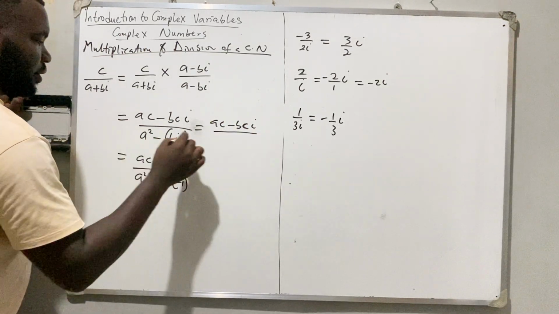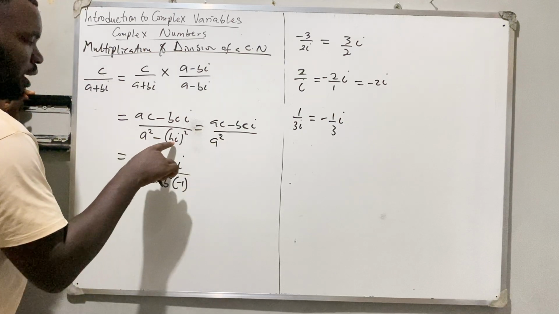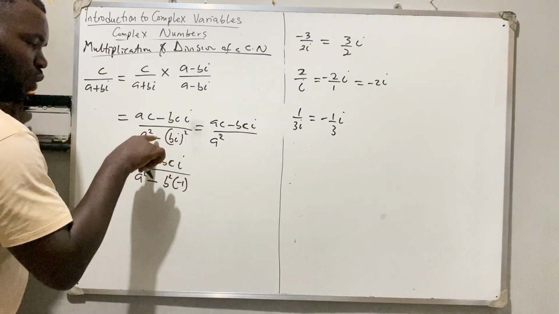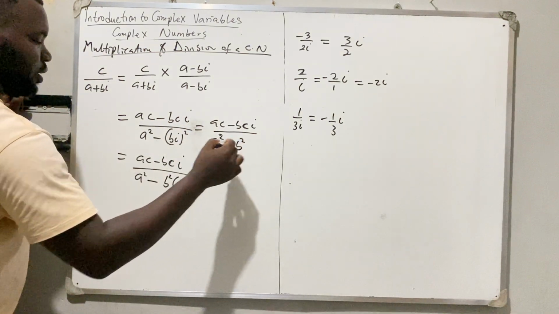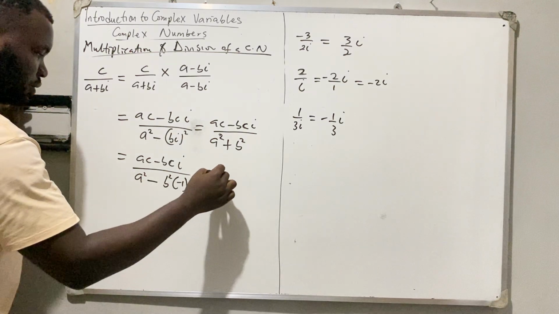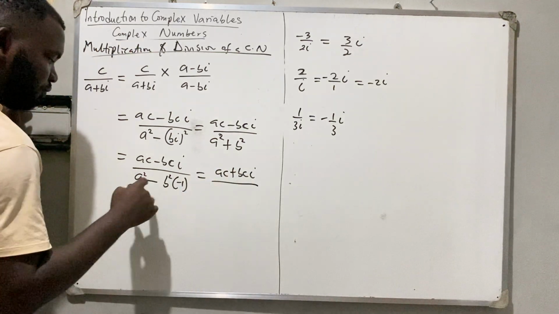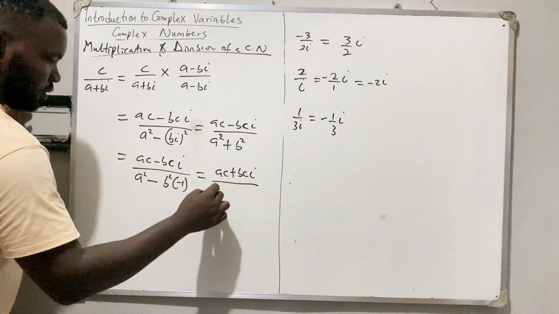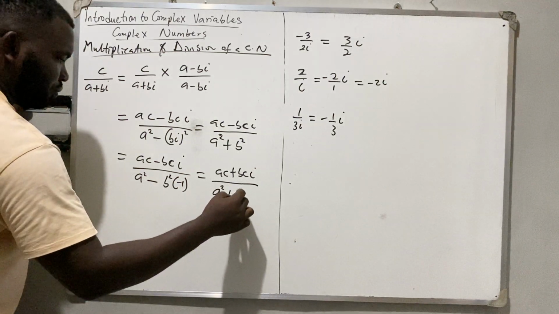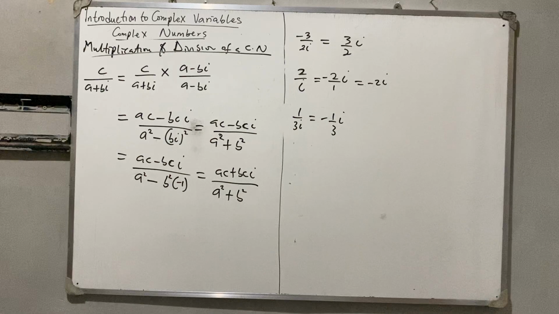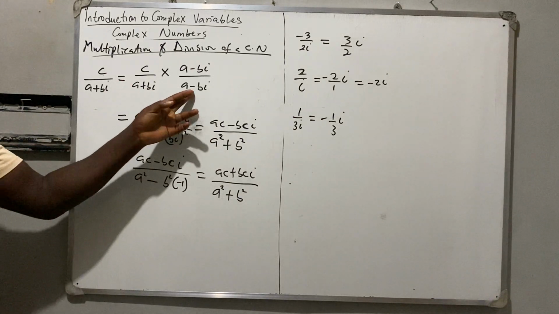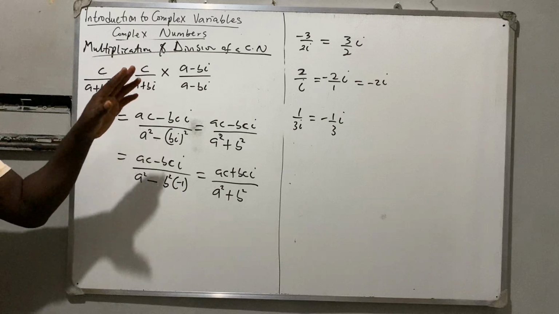BCI all over A squared. Then I squared is minus 1, so minus 1 times this will give you plus B squared. So this will now be the same thing as AC plus BCI all over... minus times minus is plus. So this is A squared plus B squared. So for the denominator of rationalization, any rationalization of this form, each person must multiply their lookalike.